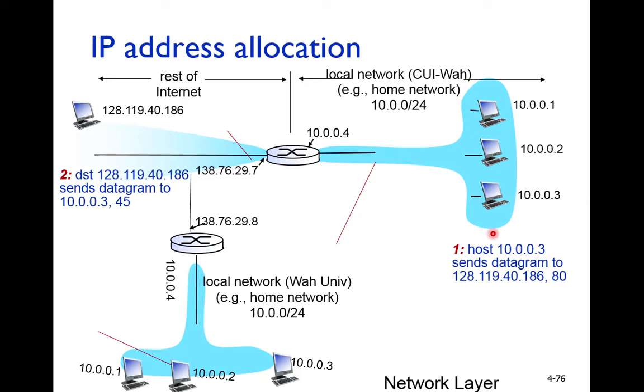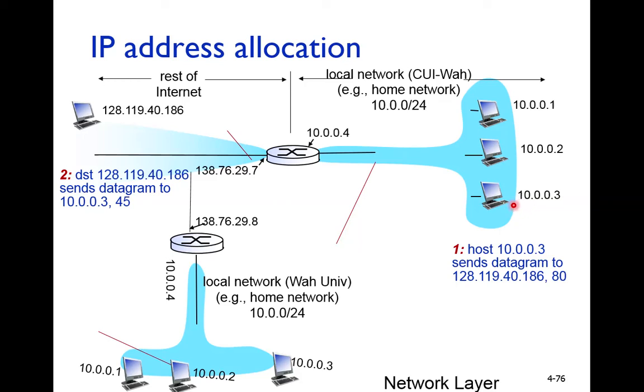In this case, when an IP address is assigned to the host, we not only assign the IP address, but we also assign the subnet mask, which says how many bits are for the network part. We also assign the DNS addresses, and we also assign the default gateway.